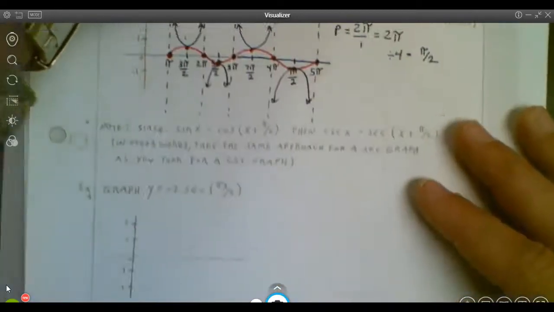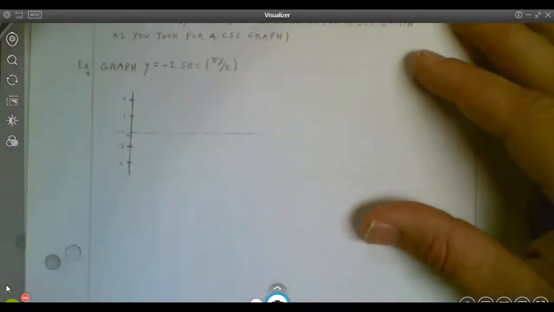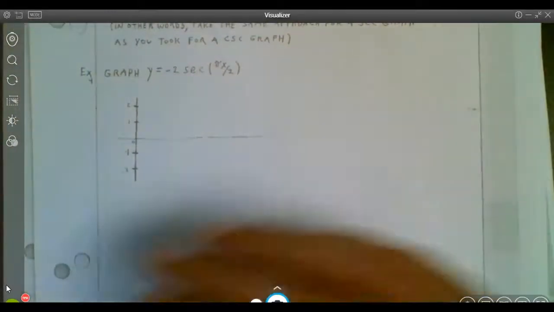So it goes something like this. I'm not even going to try on that. We'll just graph one here. We'll finish up this way. So let's graph a secant graph.